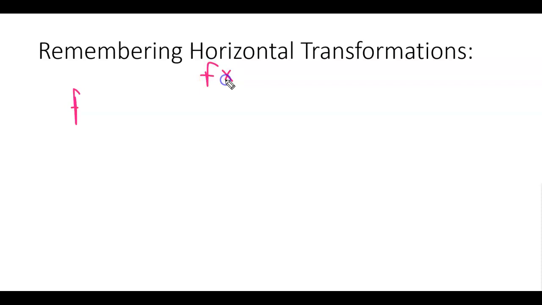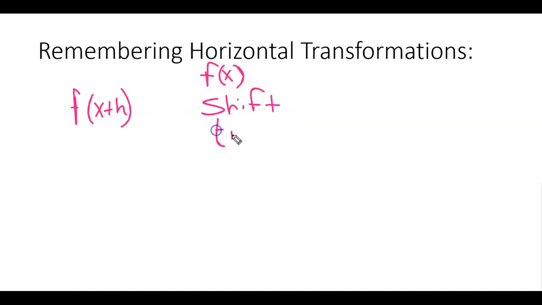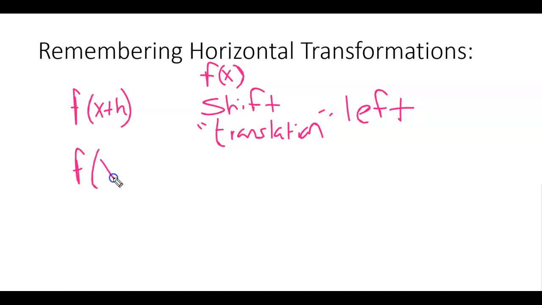So suppose I have a function f of x. I'll put that here at the top. What happens to my function if I add a number to x? What it does is it's a shift, or a translation is the fancy word for it, to the left. Whereas if you had x minus h, it would be a translation or a shift to the right. So if you add or subtract a number on the inside, it's going to be shifting your graph left or right.